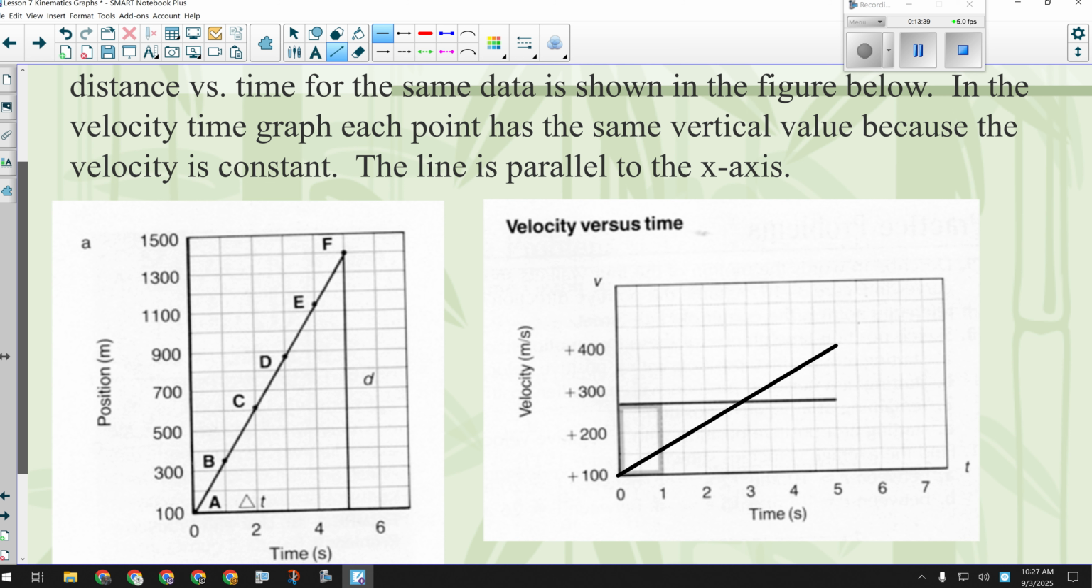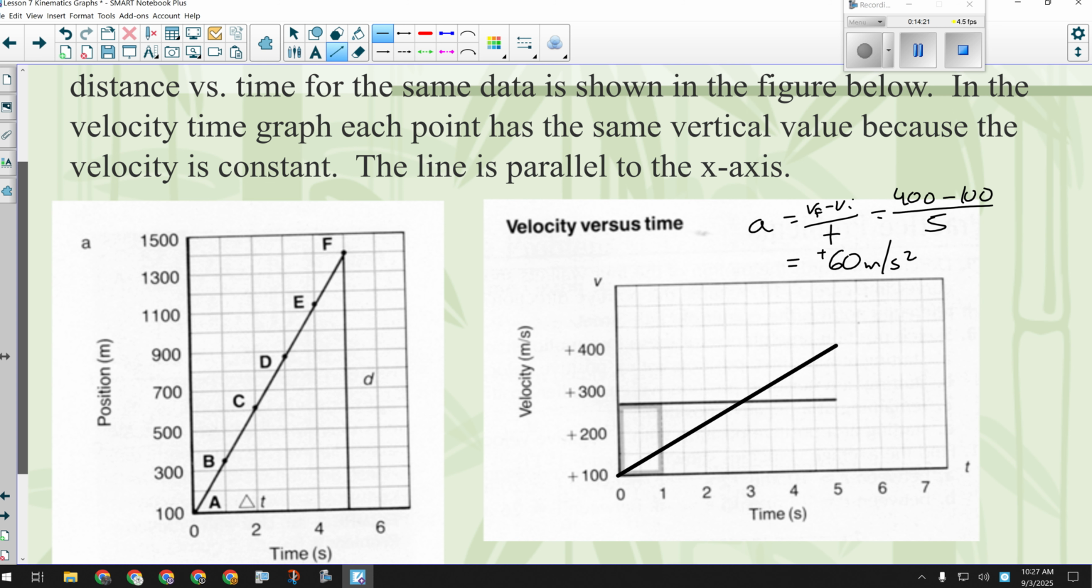Could I use the formula we learned last year? Absolutely. A equals VF minus VI over T. I can read those two numbers off the graph. I could totally get the acceleration of this object. VF would be 400. VI would be 100. Time is 5 seconds. So it should be what, 16 meters per second squared? Right, 300 over 5, pretty sure that's 60.